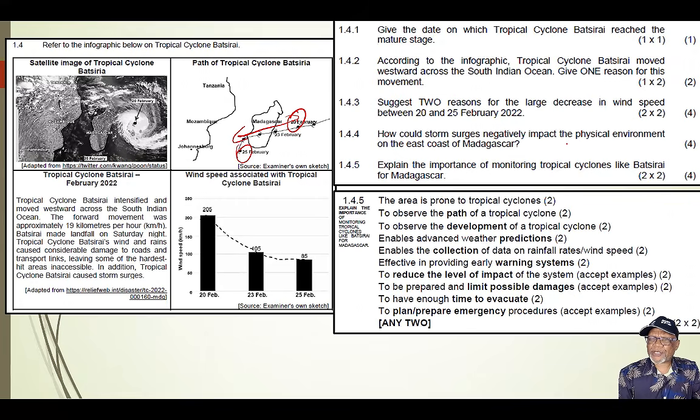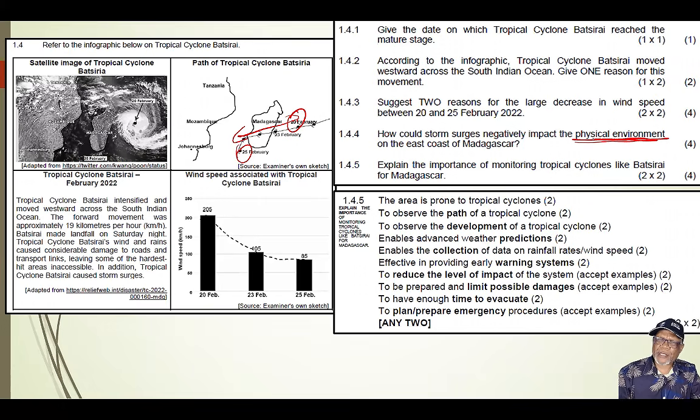How could storm surge negatively impact the physical environment? We have already spoken about the impact on the physical or natural environment, so we are not going to go back and look at that. We said it causes soil erosion. We said it destroys natural vegetation.